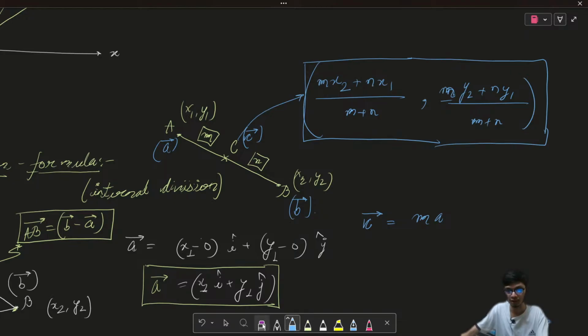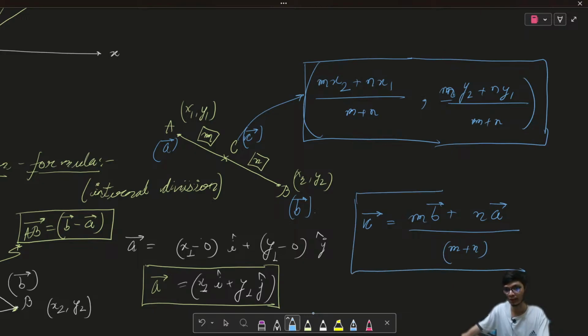Now the result for internal division is basically very simple. That is m times b vector plus n times a vector, the whole divided by m plus n. Okay, so this is the position vector for point C, the point which is dividing the line segment AB in the ratio m is to n. So this is how I'm going to relate this particular result of the section formula from coordinate geometry to the position vectors for vectors, right?